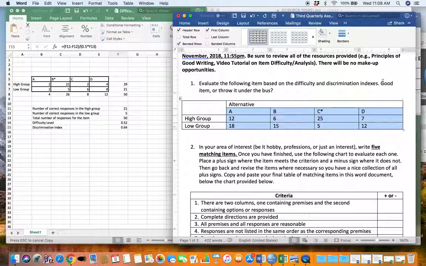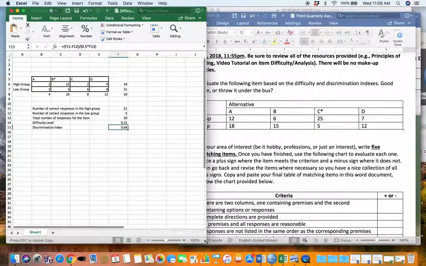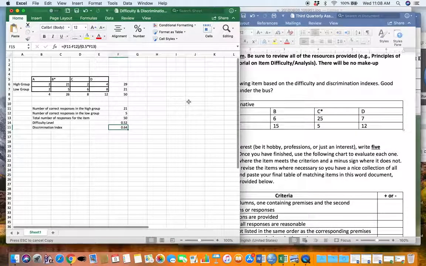And ultimately, the question that you have to answer and explain is this: Is this a good item, this one right here? Or should we remove that item or revise that item? I want you to provide your rationale for that as well, based on what you've read in the chapter. And that's it. That's how you would compute the difficulty and discrimination index in Excel.